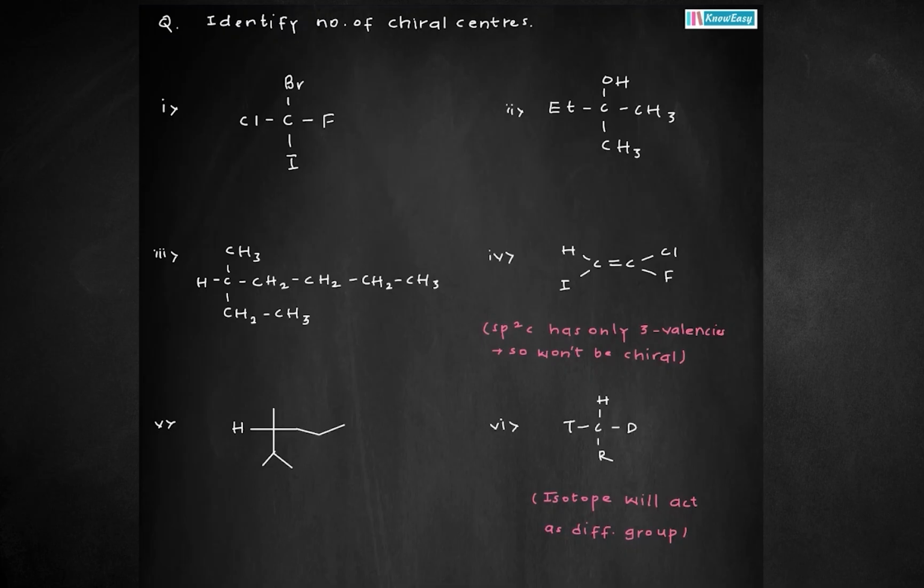Now let's solve some questions. Identify the number of chiral centers. So this is the first question. Look at the central atom. This is the carbon. Yes, it is sp3 hybridized. The first condition is satisfied. Then look at the 4 different groups: iodine, fluorine. So all the groups are different. So this carbon is called the chiral carbon.